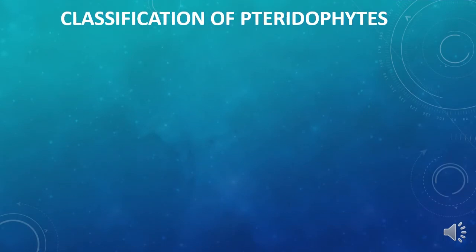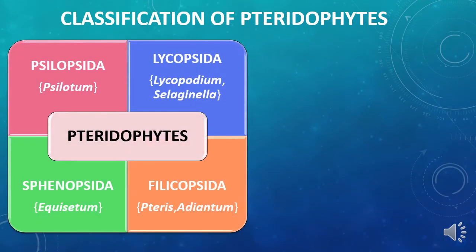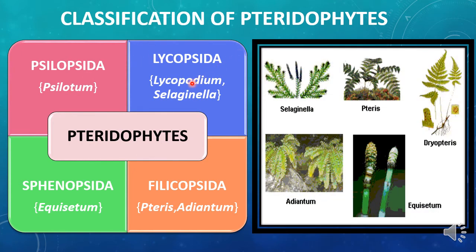Coming to the classification of pteridophytes, pteridophytes are classified into four major classes. They are Psilopsida, example Psilotum; Lycopsida, example Lycopodium and Selaginella; Filicopsida, example Pteris and Adiantum; Pteropsida, example Equisetum. These are the pictures of Selaginella, Pteris, Dryopteris, Equisetum and Adiantum. So this is about the classification of pteridophytes.